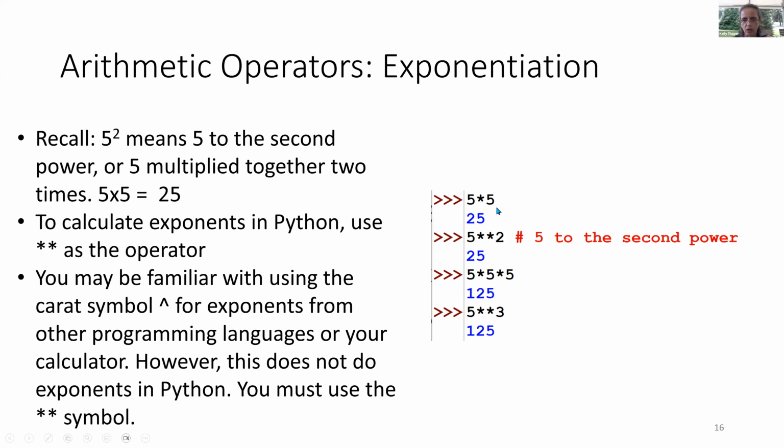So here I'm just illustrating 5 times 5 and then 5 to the second power, which is 25. 5 times 5 times 5 would be 5 to the third power, which is 125. And here we're showing 5 to the third power. So you can do any arbitrary power you wish using the double star indicator.